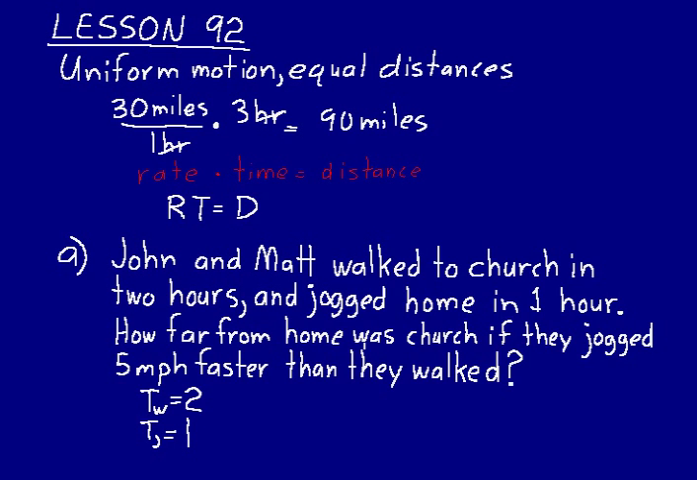Then we know that they jogged 5 miles per hour faster than they walked. So we could say that the rate jogged, that was 5 miles per hour faster, so 5 plus the rate walked. So we have 3 equations there, but we have 4 unknowns. We still need 1 more equation. And the way we figure that one out is to draw a diagram of this problem.